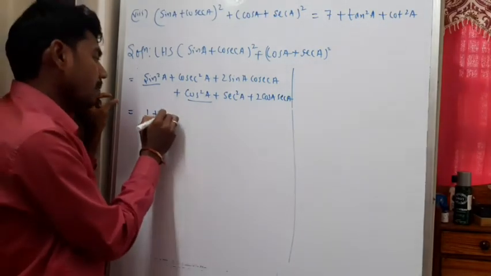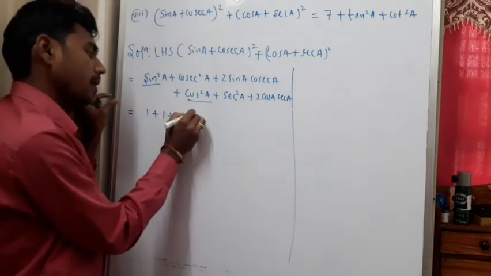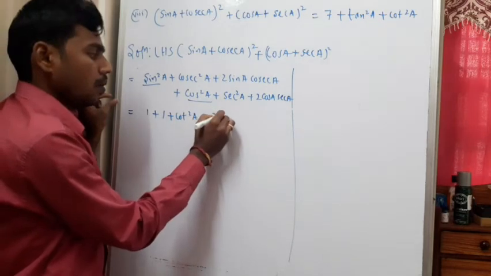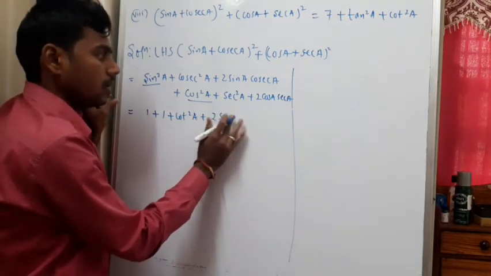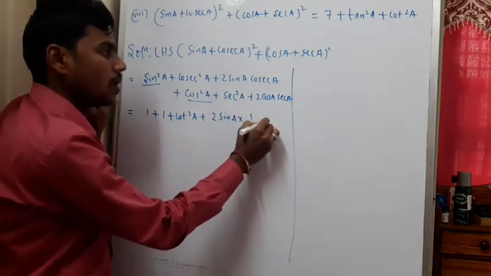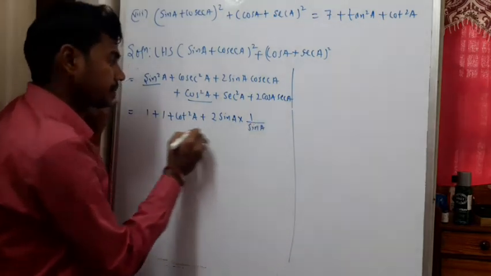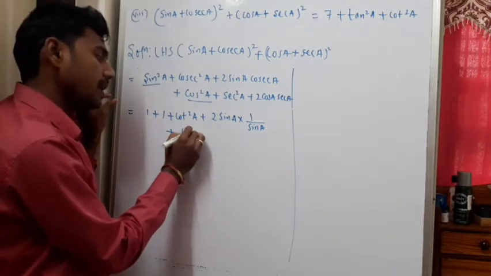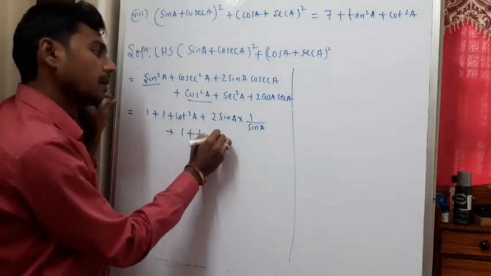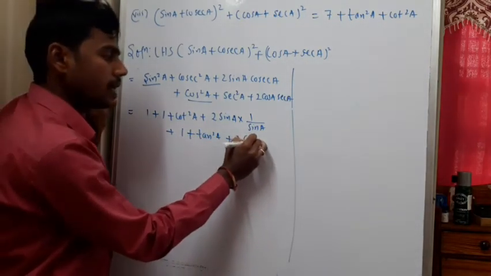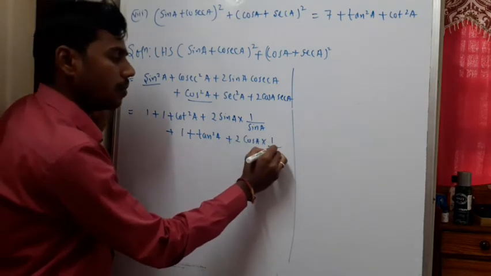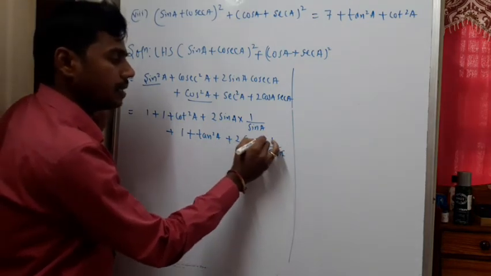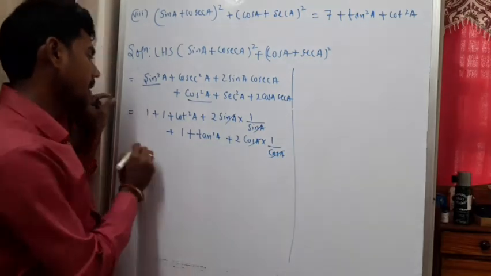Cosecant square A can be written as 1 plus cot square A, plus 2 sine A, sorry, sine A cosecant A, where cosecant A can be written as 1 by sine A. Fine, already I used cos square A there. So secant square A can be written as 1 plus tan square A plus 2 into cos A secant A, and secant A can be written as 1 by cos A. This will get cancelled. Sin A will get cancelled.